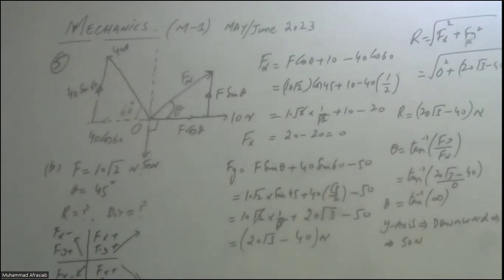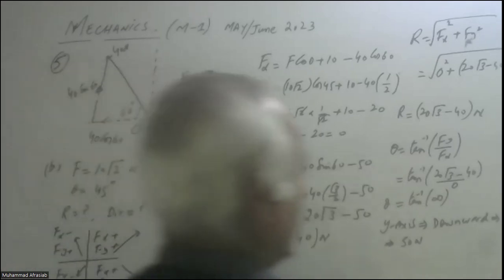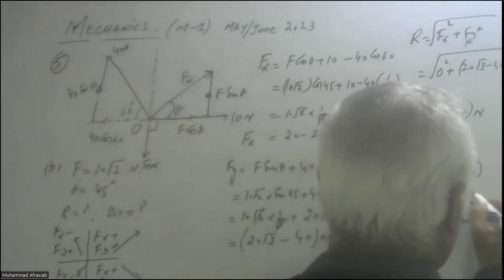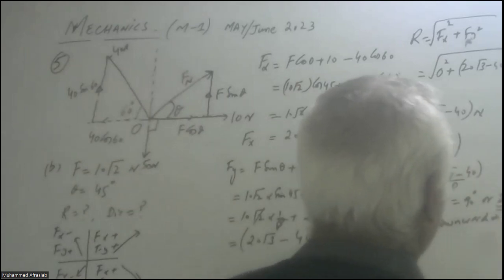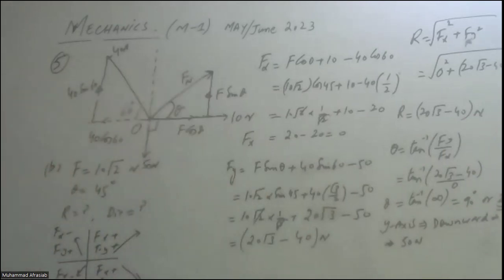So this is the solution of this part B, where you are going to find the net resultant force and the net resultant direction. For the direction, you have calculated it equal to infinity, and tangent inverse of infinity is either 90 or 270 degrees. But here it is negative, so it is in the y-axis direction downward and along the direction of the force of 50 Newton there.